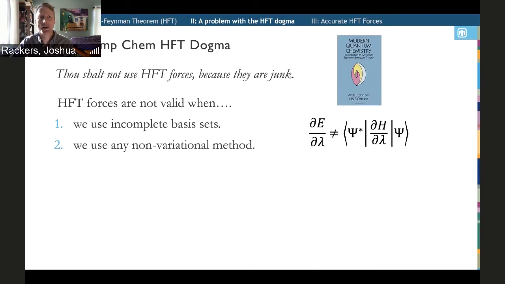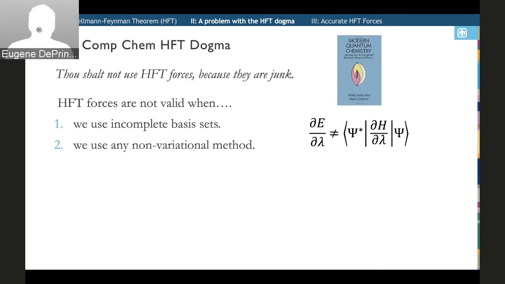And in particular, they're junk for 2 reasons. The first is we often or almost always use incomplete basis sets, and they're also junk anytime that we use a non-variational method. In other words, anytime that either of these conditions is not met, then the Hellmann-Feynman theorem has error terms that are not calculated.